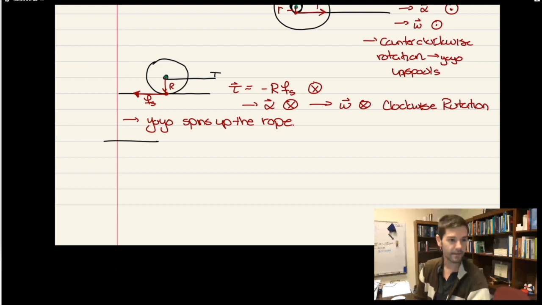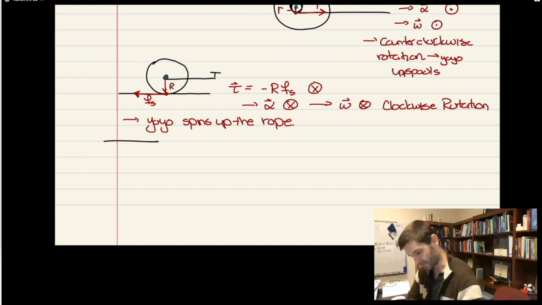All right, that's a fun little demo that I like. Let us do now angular momentum conservation.